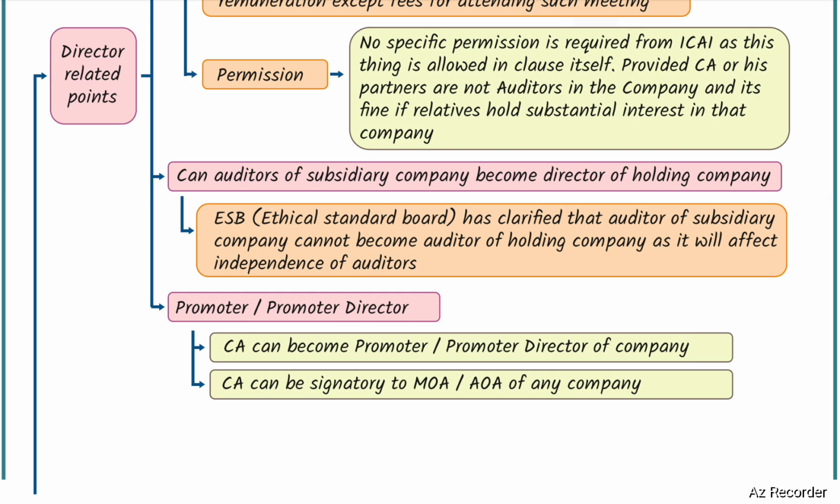Can the auditor of a subsidiary company become director of the holding company? The Ethical Standards Board has clarified that the auditor of a subsidiary company cannot become auditor of the holding company as it will affect the independence of the auditors. Promoter or promoter director. A CA can become a promoter or promoter director of a company. A CA can be a signatory to the MOA or AOA of any company.